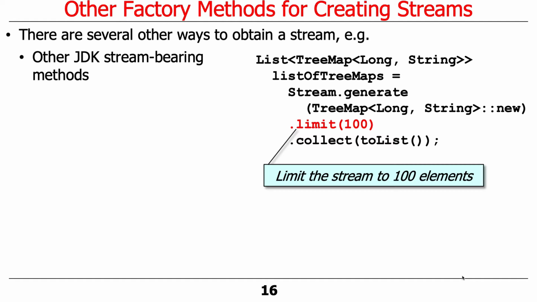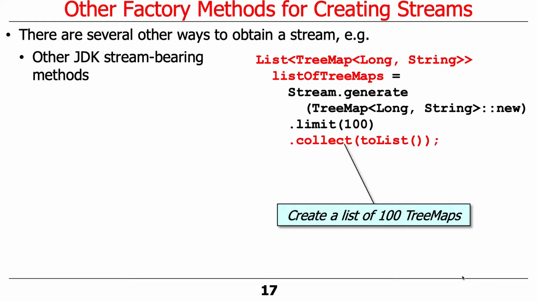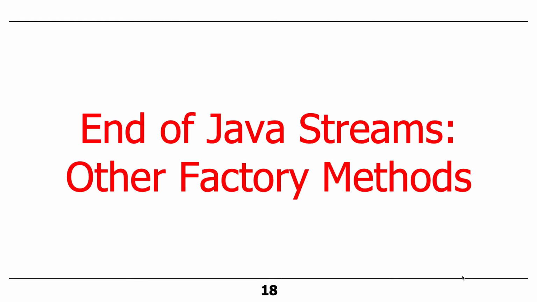Mostly for some kind of test program, which is what I was doing it for here. So this will create a bunch of tree maps, and then it'll go ahead and collect them into a list of 100 tree maps. So those are some of the key factory methods you can use to create streams.